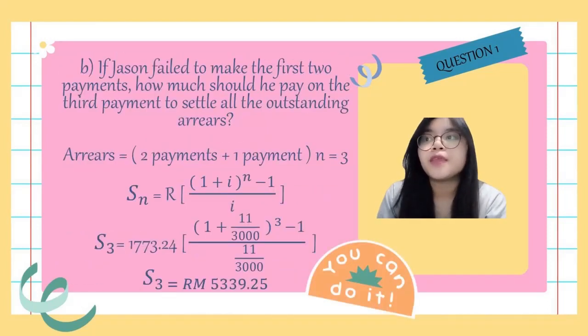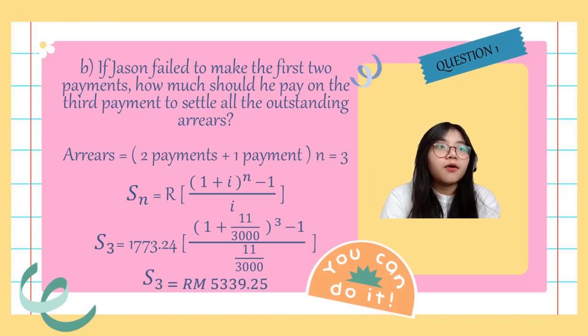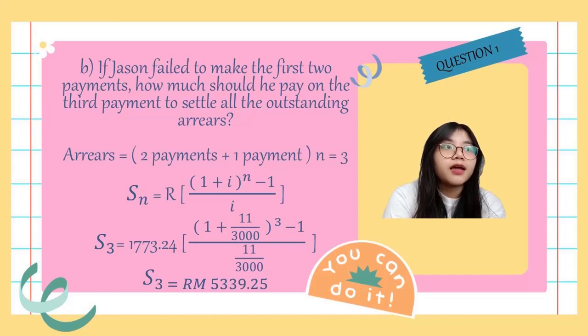Question 1b. If Jason failed to make the first two payments, how much should he pay on the third payment to settle all the outstanding arrears? Arrears: 2 payments plus 1 payment, n equals 3. The formula that we will use for this question is Sn equals R open bracket 1 plus I close bracket power of n minus 1 over I close bracket.